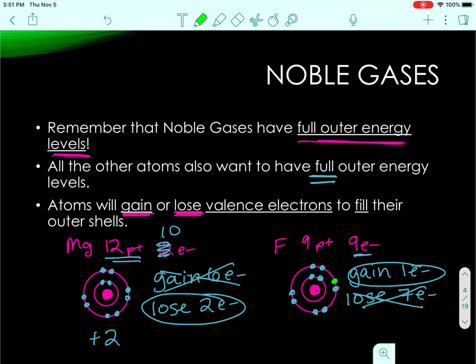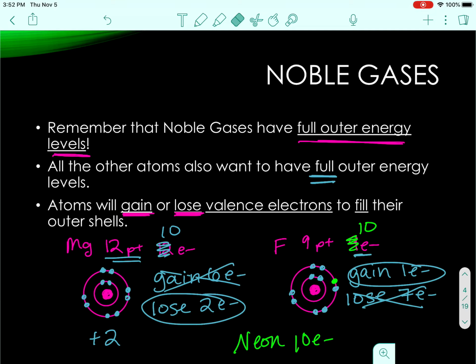So since we've added an electron, we now have 10 electrons. And look at that. This looks the same as this. The only difference is the protons. The protons are different, which make the elements different. But the electrons are the same, again, as neon. Neon has 10 electrons, and again, neon is a noble gas. So they're trying to look like whichever noble gas is closest to them on the periodic table.